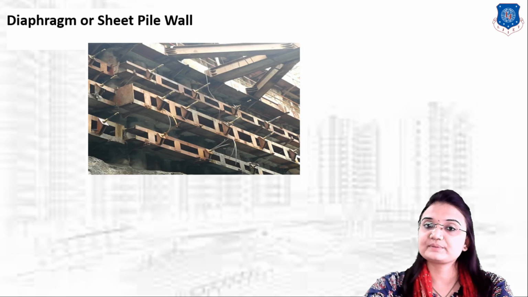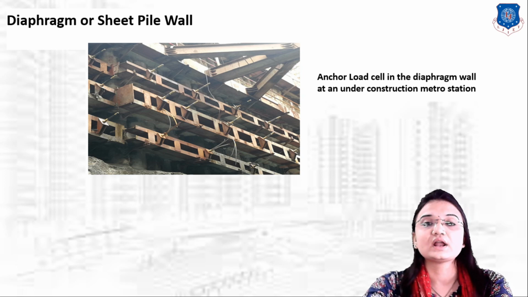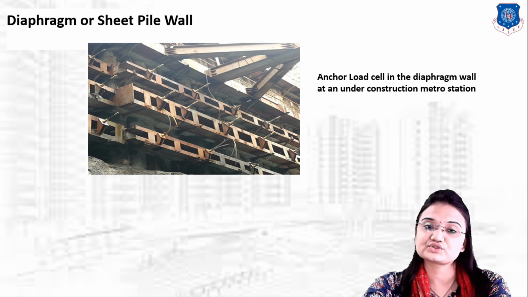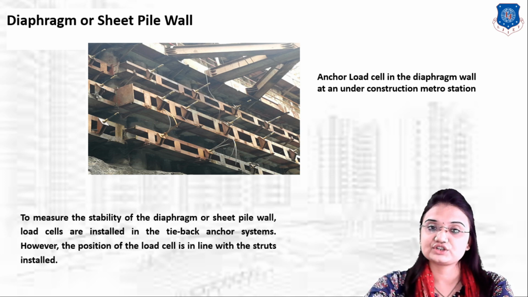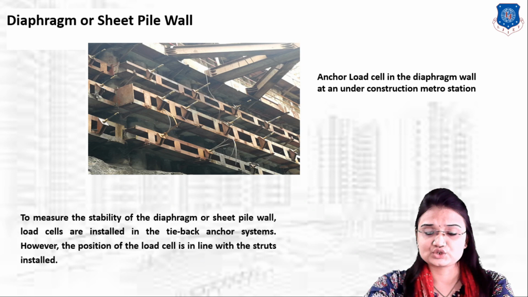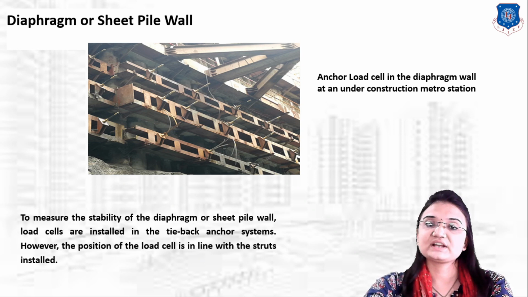Okay, now the next application is in diaphragm or sheet pile walls. This is an image of an anchor load cell in a diaphragm wall under the construction of a metro station. To measure the stability of the diaphragm wall, or we can say sheet pile wall, load cells are installed in the tieback anchor systems. So this is the application of load cells in sheet pile walls.